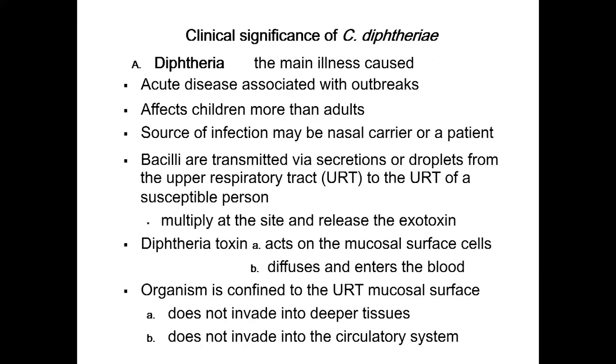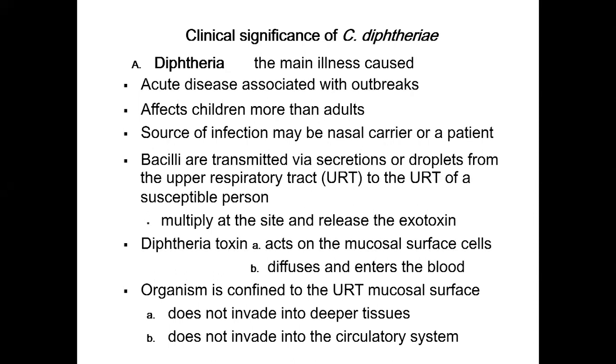So the clinical significance of Corynebacterium diphtheriae, we touched on this, but just to put it together, one is the illness diphtheria as the main illness caused by this organism. And when it occurs, it's an acute disease associated with outbreaks. Obviously, it starts with one person, but then it spreads until it becomes an outbreak in a community, and it affects children more than adults. And the source of infection, maybe the one who passes it on to the first patient, maybe a nasal carrier or another patient. And the bacilli are transmitted via secretions or droplets from the upper respiratory tract of the patient or the nasal carrier to the upper respiratory tract of the susceptible person.